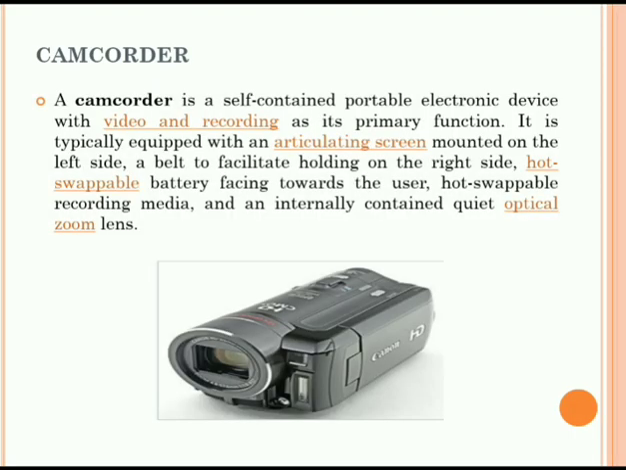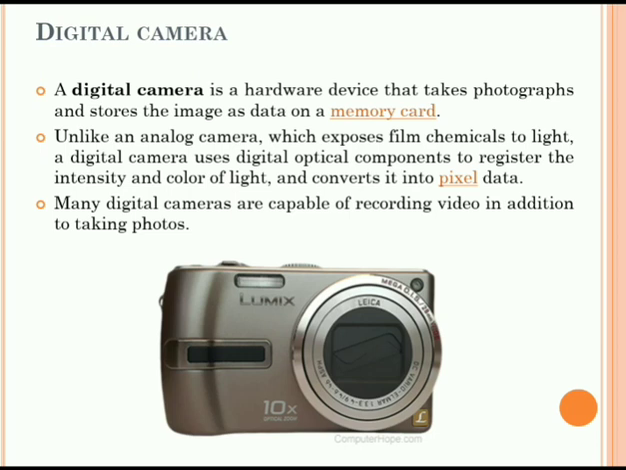Now let us discuss the next digital display device, that is the digital camera. A digital camera is a hardware device that takes photographs and stores the image as data on a memory card. Unlike the analog camera, which exposes film chemicals to light, a digital camera uses digital optical components to register the intensity and color of the light and converts it into pixel data so that an image can be stored in the memory card.